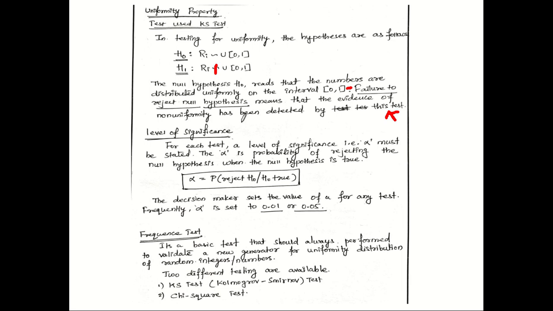And one more parameter we will consider, that is the level of significance. For each test, a level of significance, that is alpha, must be stated. Alpha is defined as the probability of rejecting the null hypothesis when the null hypothesis is true. So when the null hypothesis is true, what is the probability of rejecting that hypothesis? This is defined by the level of significance. It is calculated as the probability of rejecting the null hypothesis given that the null hypothesis is true.